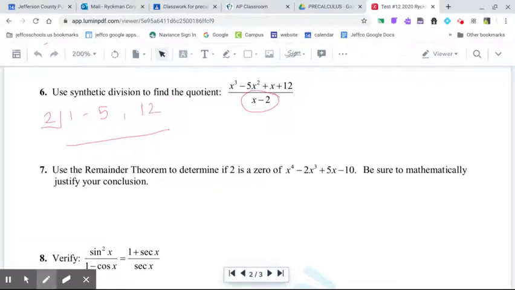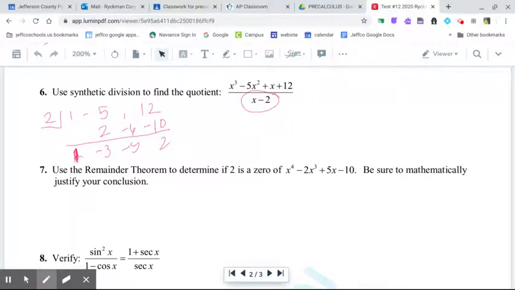Okay, so we're good there. So we bring down the first number, multiply, and record it in the next column. Multiply and record it in the next column. Add there, multiply, and record it in the next column. And so we get 2.